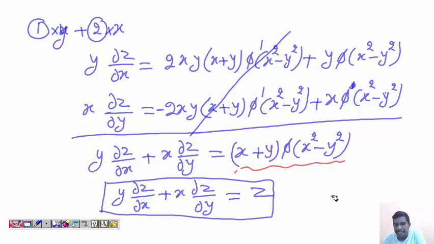This can also be written in terms of the notations here: y into p plus x into q is equal to z.